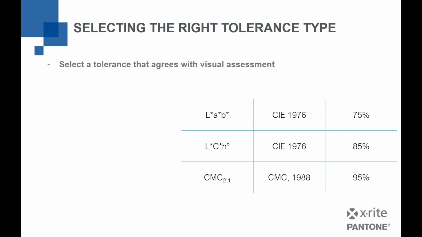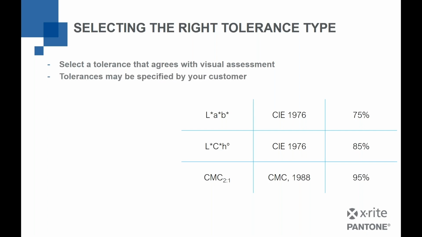If I go to LCH, I'll get 85% agreement. And if I go to CMC, I'll get 95% agreement. And even beyond that, if we talk about DE 2000, we're going to get closer to maybe 98% agreement between the eye and visual. So that typically has a big impact on selecting which tolerance type we're going to use, because our goal is to ensure we're giving visually pleasing color.